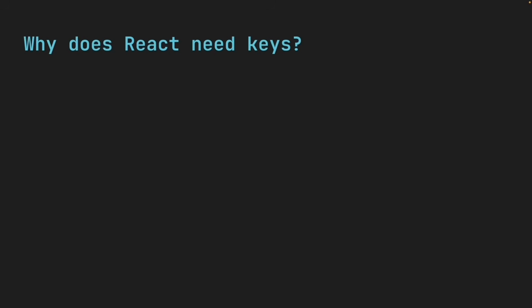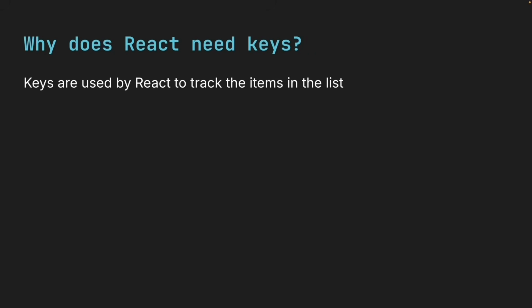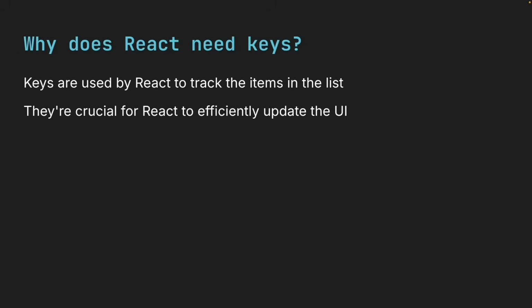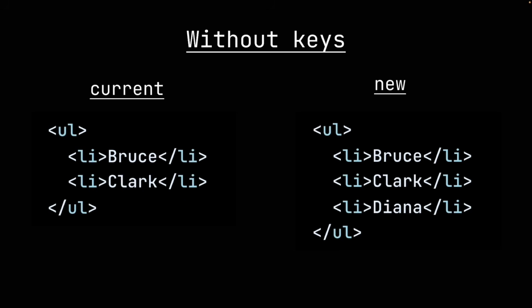All right, so now we know what keys are and how to use them. But why does React need keys in the first place? Well, it turns out that keys are used by React to track the items in the list, and they're crucial for React to efficiently update the UI. Let me show you what I mean. Imagine we have a simple list with two names, Bruce and Clark, and we want to add Diana to the end of the list. Without keys, here's what React does behind the scenes.